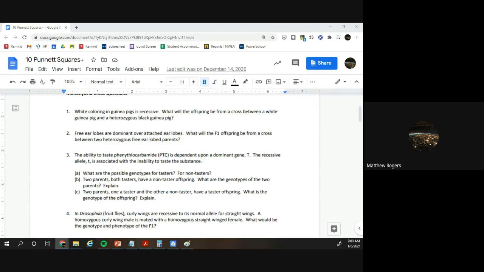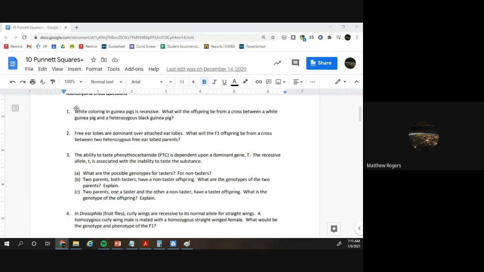We're going to go over the Punnett squares that we did over break. There's 10 of them. The first five are the ones I was really making sure that we knew how to do. The last five were just to see where you're at at different levels. If you did them well, that's awesome. If you didn't do well, don't worry. We're going to go back through.